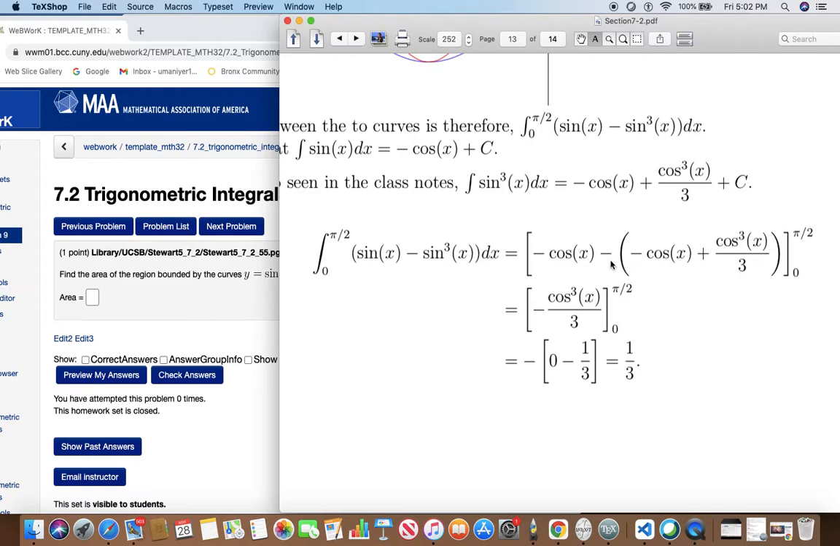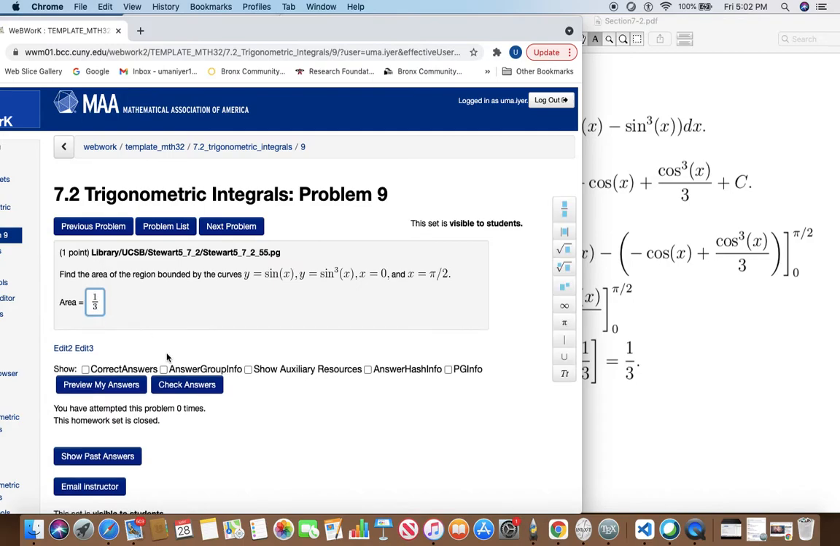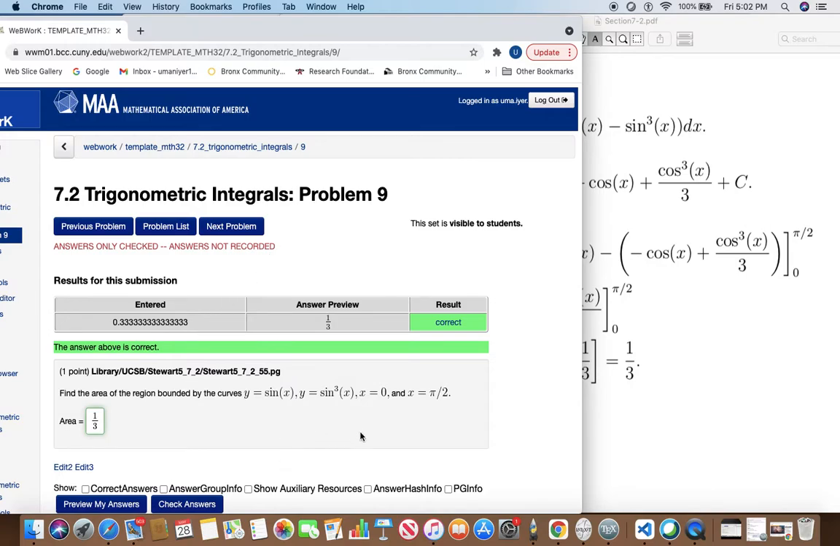But notice these two make it positive and that's a negative. So cosine is going to disappear. All I'm going to be left with is negative cosine cubed x over 3. Evaluate it at pi by 2 and evaluate it at 0. Cosine at pi by 2 is 0. Cosine at 0 is 1. There is a negative from before, from the expression here, and negative from the difference of the limits. So in all, positive 1/3. That's your area between the two curves. Okay.